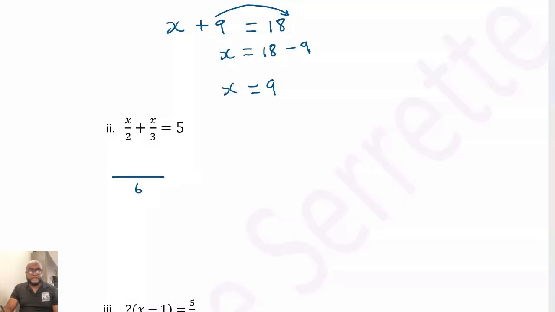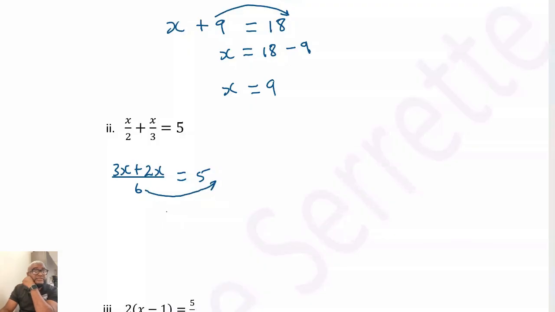Right, 6. 2 into 6 is 3. 3 multiplied by x is 3x. 3 into 6 is 2. 2 multiplied by x would be 2x. And this will be equal to? What is this equal to? 5. So 6 goes over here.